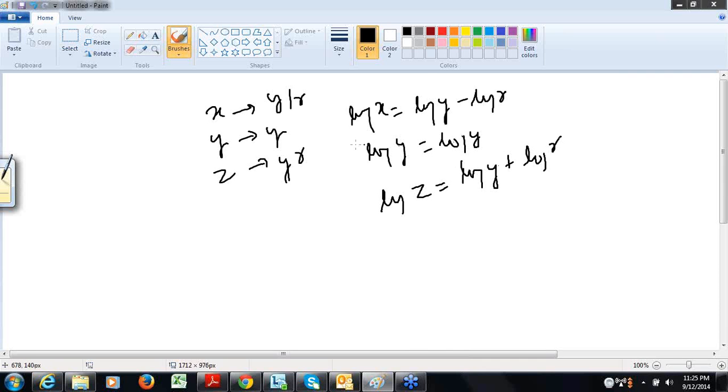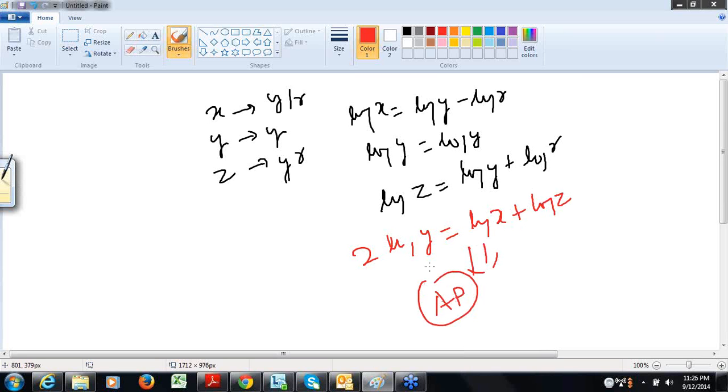Now you can see from here, 2 log y is equal to log x plus log z, which implies these are in AP. Okay, got everybody? Okay guys, then I'll close the class today. I'll share the answer sheet with everybody. Thanks everybody.